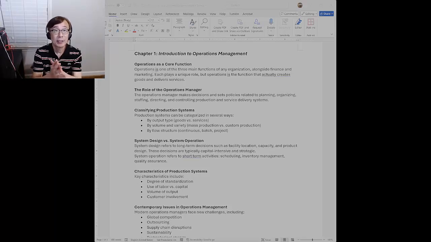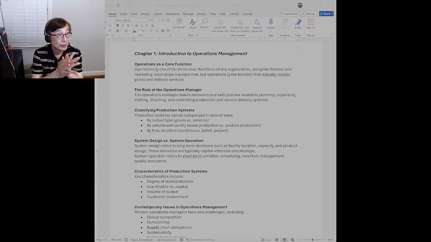So anyway, this chapter provides the foundation for the rest of the course, of course, and it explains what operation is and what operations managers do, and how production systems are structured, and all those important concepts for operations management.